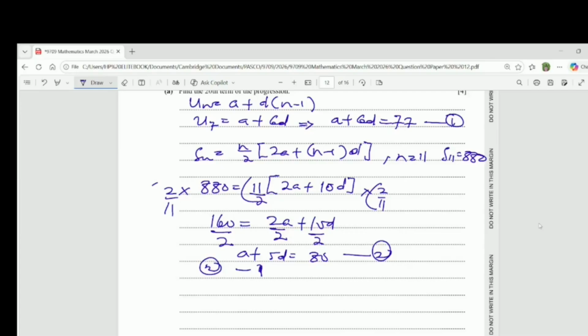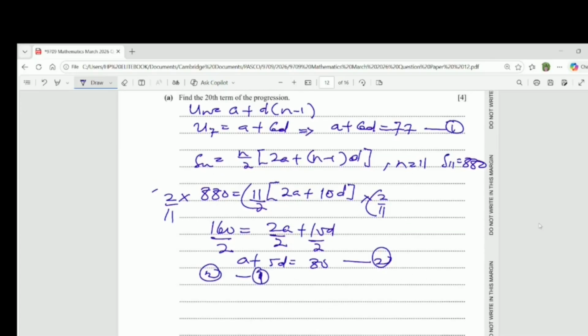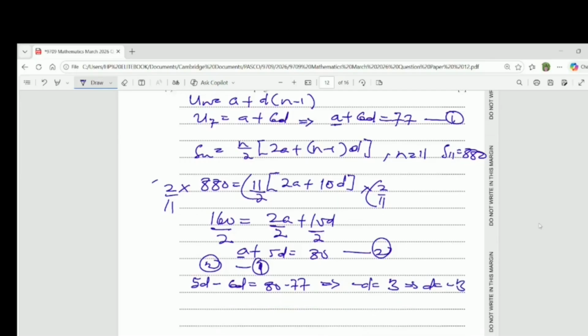Equation 2 minus equation 1. It means the equation 2 values come first before equation 1's values. So first of all, a minus a gives us 0. Then the next one is 5d minus 6d. Then the right hand side is going to be 80 minus 77. Then it means that negative d is equal to 3. It also implies that d is equal to negative 3 if you make d the subject. So that's our value for d.